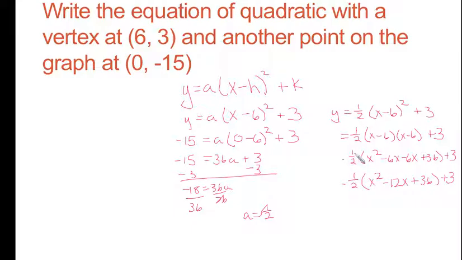Oh, and this is negative 1/2 too. My bad, I forgot that negative. Distribute that, negative 1/2 x squared plus 6x minus 18 plus 3. Combine our numbers, negative 1/2 x squared plus 6x minus 15.